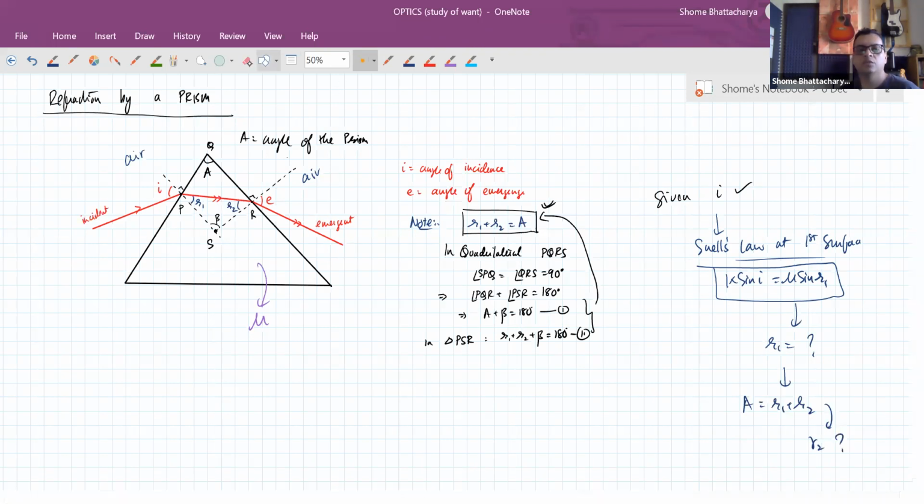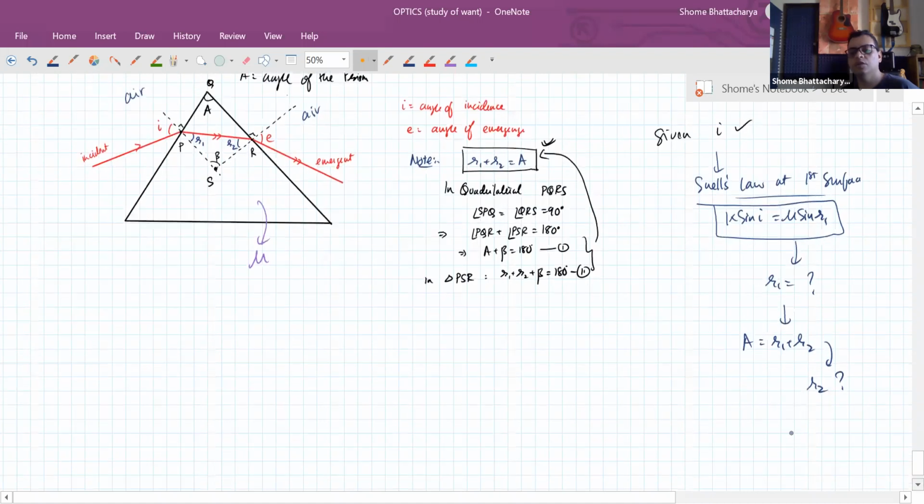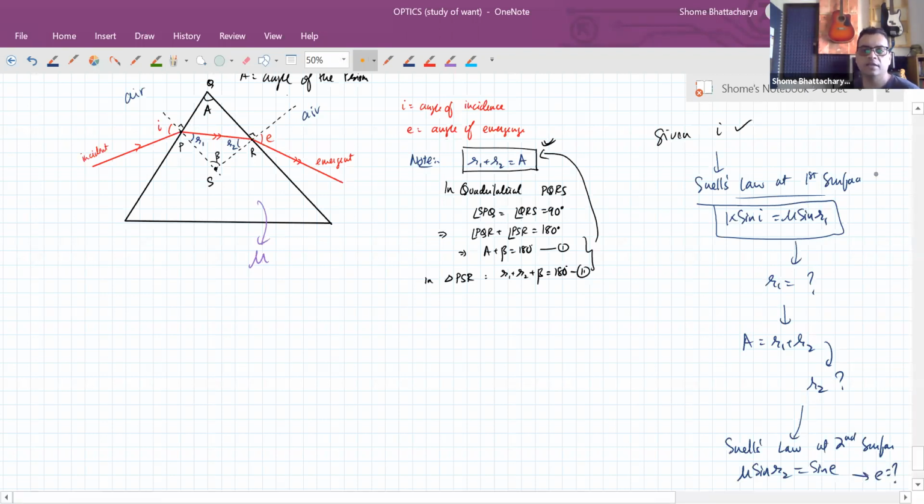Once you have found out R2, we apply Snell's law at the second surface. We find out mu sine R2 is equal to sine E. From this we find out the angle of emergence. So this is the process of finding out the angles.